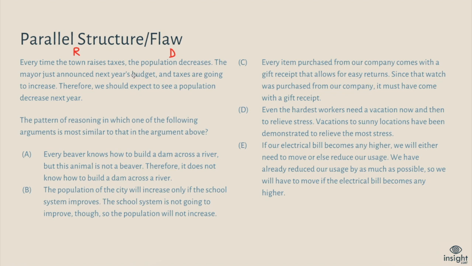The mayor just announced next year's budget. Okay, I'm not so sure that's going to actually have a role in the logical structure. It might just be background information. But let's put a B for budget just in case. And taxes are going to increase. Okay, that means the same thing as increasing taxes over here or raising taxes over here. So I'm just going to say R again.